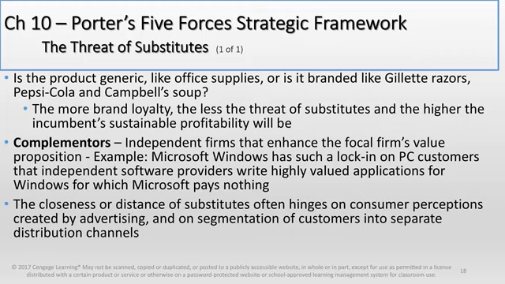The threat of substitutes and its impact on profitability. 1. Product type and brand loyalty. Generic products, wheat, office supplies: high substitution threat, low margins. Branded products, Pepsi, Gillette: customer loyalty lowers substitution threat. Result: more brand loyalty equals more pricing power and higher sustainable profitability.